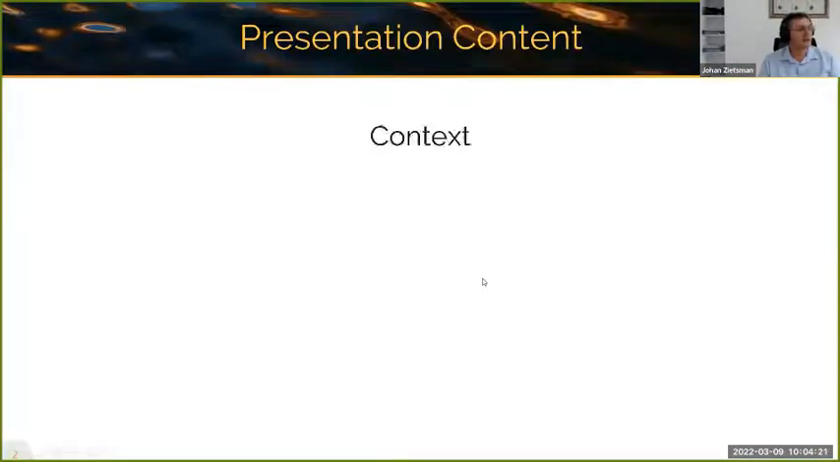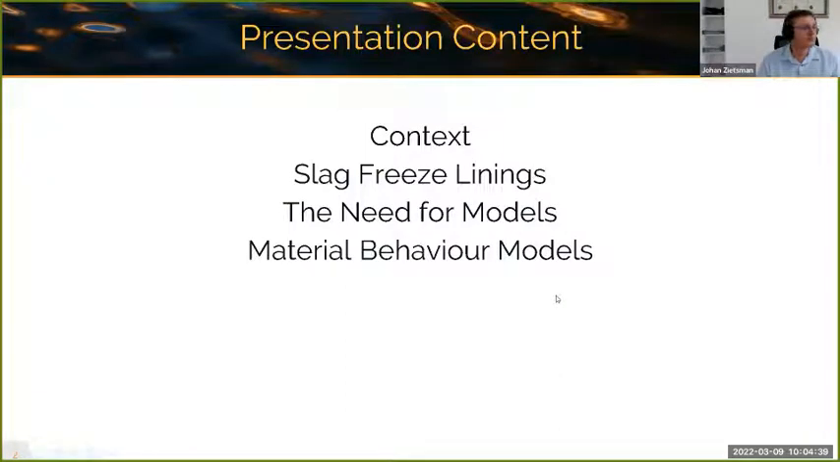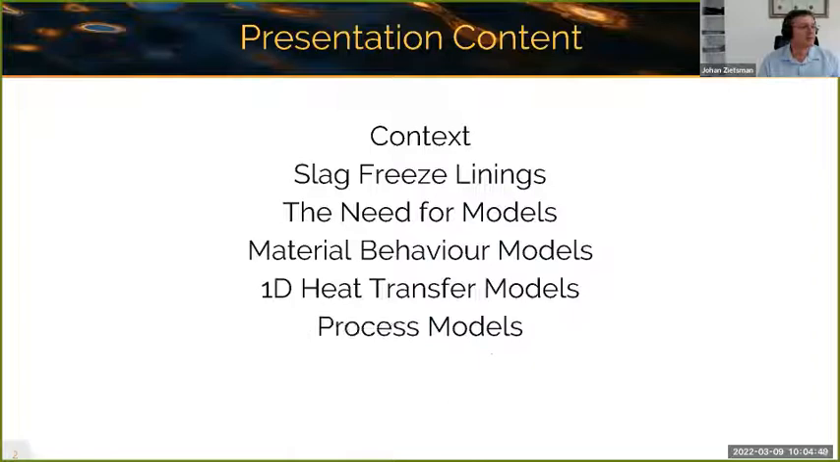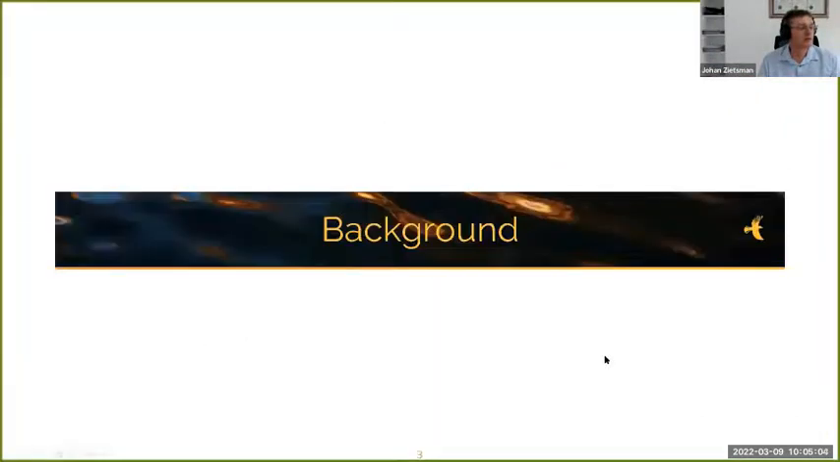Okay, so let's get started. I will first just give some context because freeze linings are quite general, and I'll frame the talk within a specific context. Then I'll briefly introduce what freeze linings are, and then move my attention to models. What are models and why do we use them? And then I'll step through the different types of models. First of all, material behavior or material properties, 1D heat transfer models, process models, and multiphysics models. And then we'll just wrap up by looking at where we are at the moment and where we are moving into the future. What are the things that will become possible in the future?